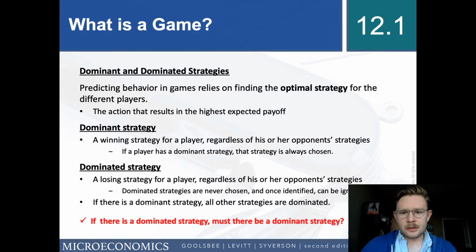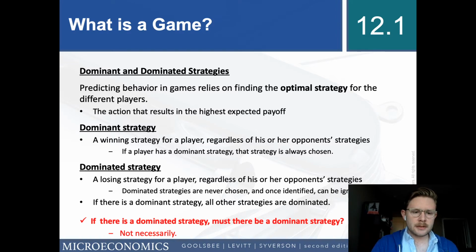If there's a dominated strategy, does there have to be a dominant strategy? No, not necessarily. Imagine that you have two options that you're choosing between. If one option is dominated, then necessarily the other one is dominant. But if you have three options and one option is dominated, that doesn't necessarily mean that one of the other two is dominant. It just means that there is one of the three choices that you would never choose, but you could still mix between the other two.